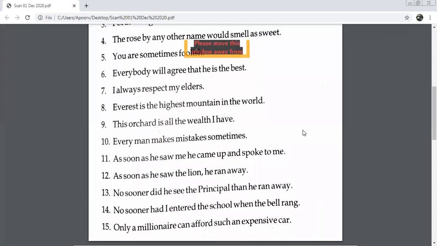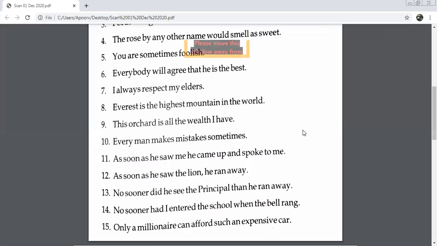Everest is the highest mountain in the world. No other mountain is as high as Everest. Very good. Too good, beta. चलिए ऊपर चलते हैं. I always respect my elders. I never disrespect my elders. I do not disrespect my elders. Everybody will agree that he is the best.